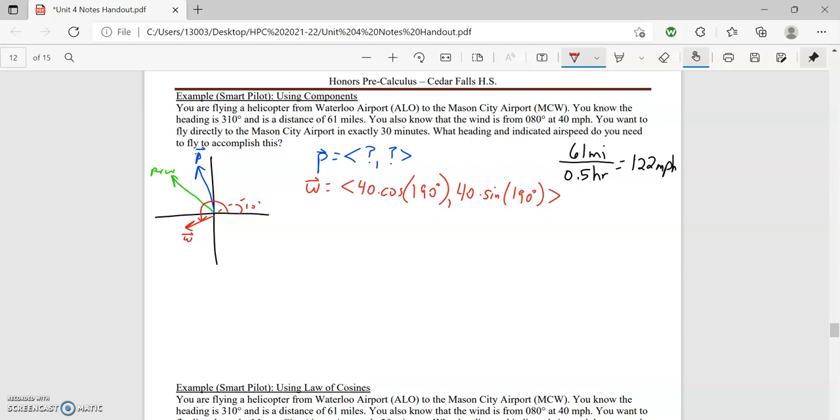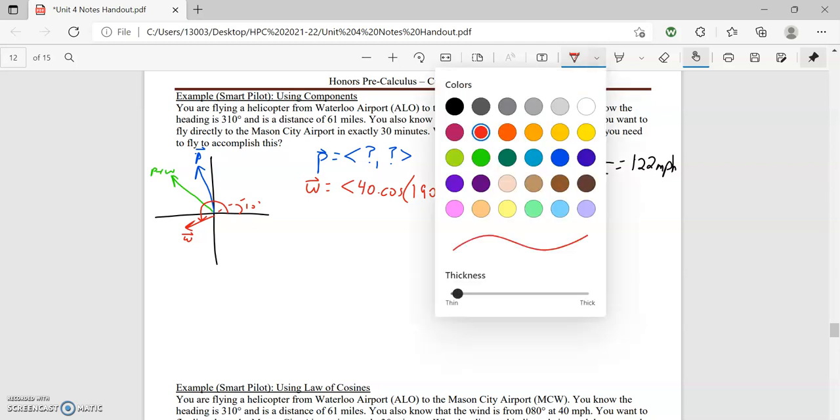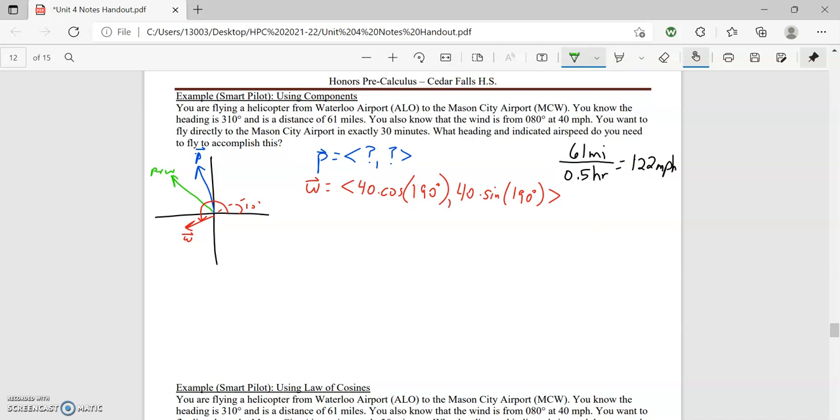And let's see, checking my work. Yep, one. There you go. Now let's move on, and we go to our last vector, our P plus W vector. And what do we know about the P plus W vector? That's the one that we have. Our heading is 310. Our speed was 122.